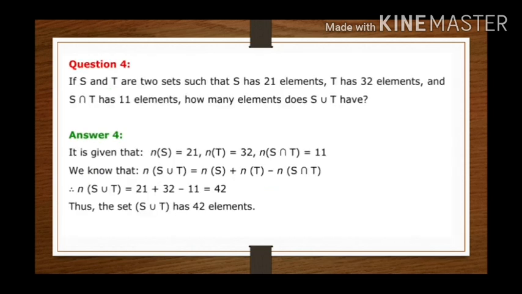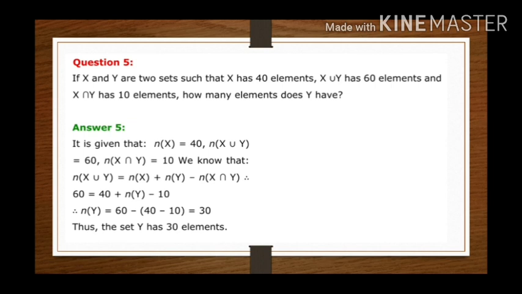Now question number 4. If S and T are two sets such that S has 21 elements, T has 32 elements and S intersection T has 11 elements, how many elements does S union T have? Again the same formula. Here you have to find cardinality of S union T. Just put in the formula, it will be 42.